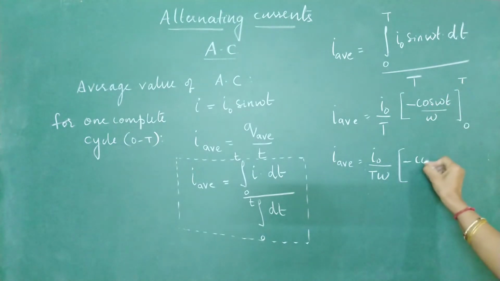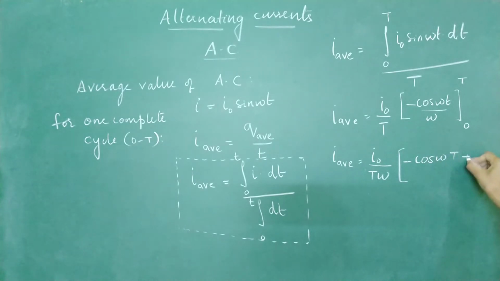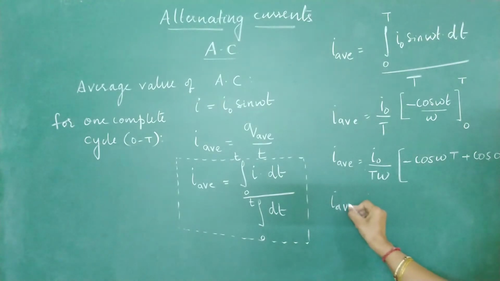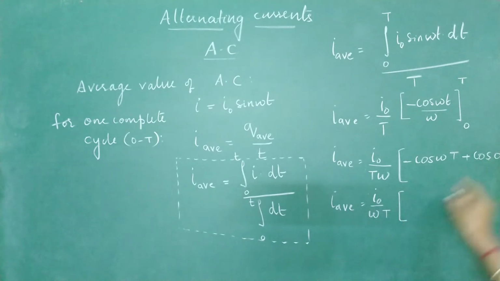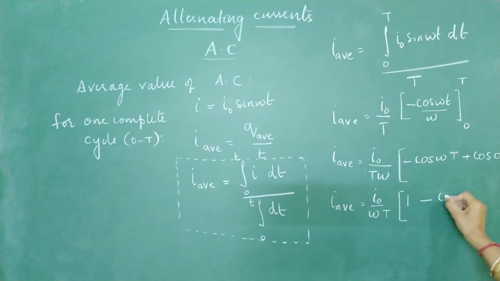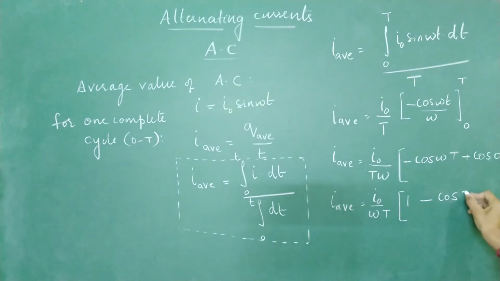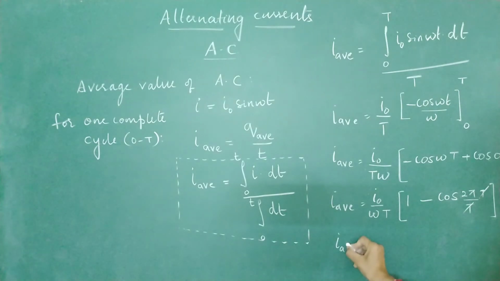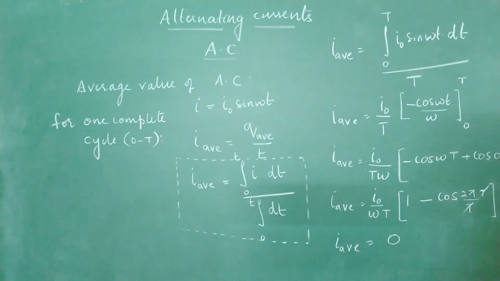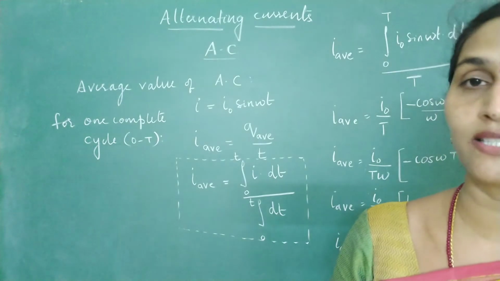Put the limits. I average is equal to I naught by T omega, upper limit minus cos omega T plus cos 0, or I average equals I naught by omega T, cos 0 is 1 minus cos omega T. In the place of omega I will write 2 pi by capital T, into T. T and T get cancelled. Cos 2 pi, cos 360 degrees, is again 1. 1 minus 1, what will your average value become? A 0.